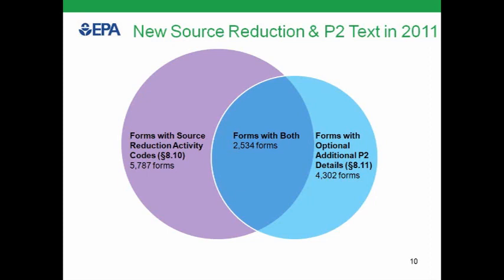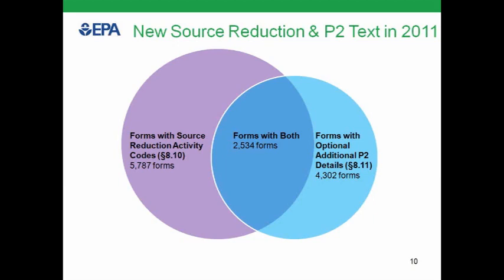So just some data, so you have the idea of the overall level of availability of this kind of data. We get about 70,000 forms each year. So in 2011, about 7-8% of them entered newly implemented source reduction activities using codes in what I've noted here is section 8.10 of the form. Nearly half of those actually filled out the section where they provided description. That was way up from previous years when it had been more like 15-20%.